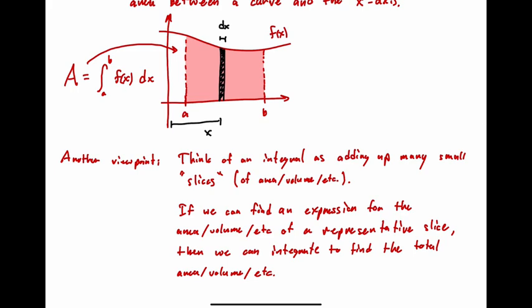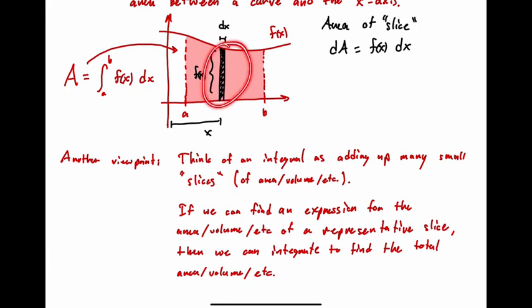So let's think about the area of this representative slice. The width is dx. The height is whatever the value of the function is here at x. So we can say that the height of this slice is f of x. Now let's think of the area of this representative slice. It's a rectangle. So the area of the rectangle is height times width. So we'll call this some small amount of area, dA, equals the height of the rectangle, f of x, times the width, dx. That is the expression for the area of this representative slice.